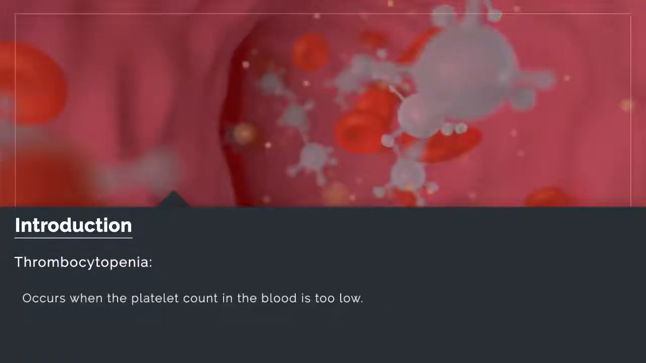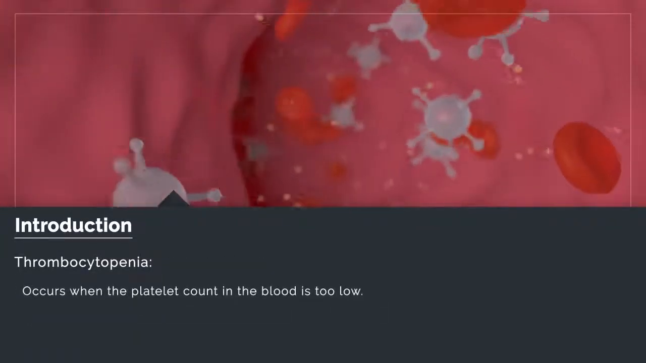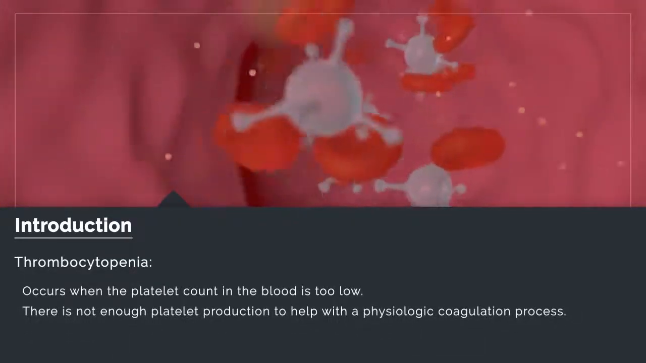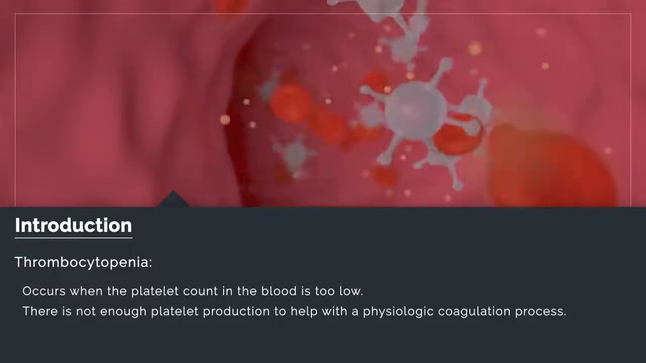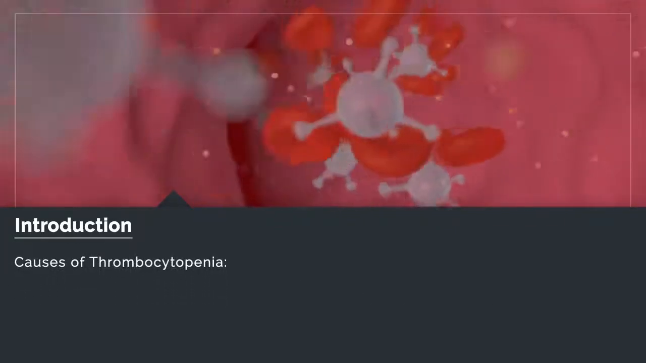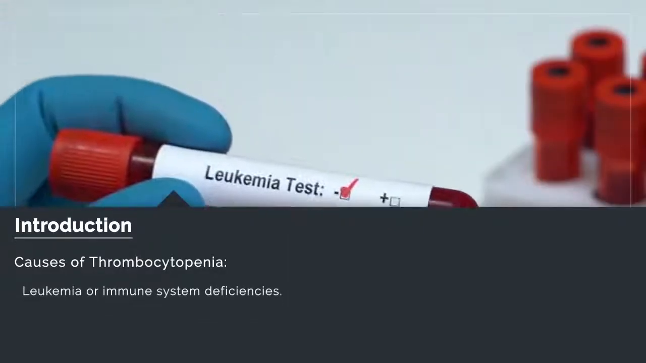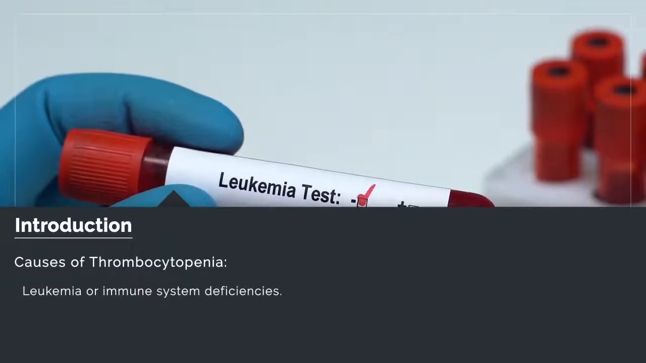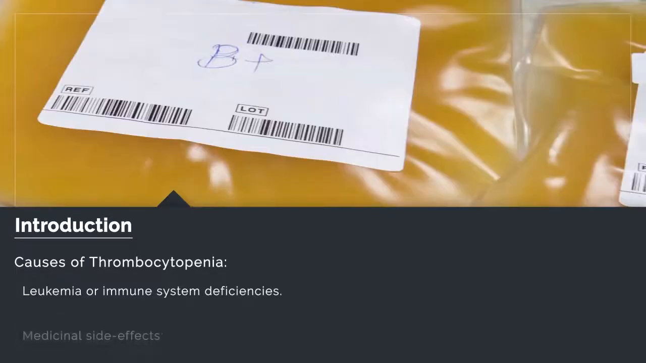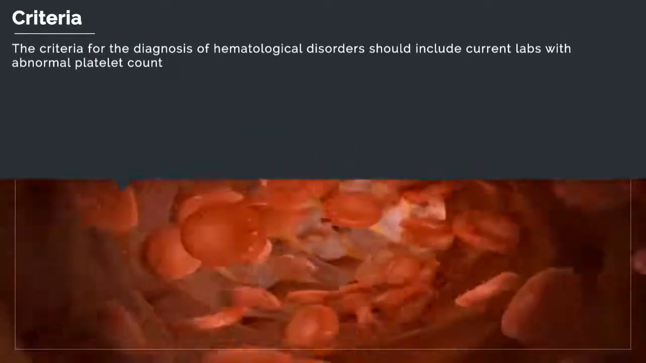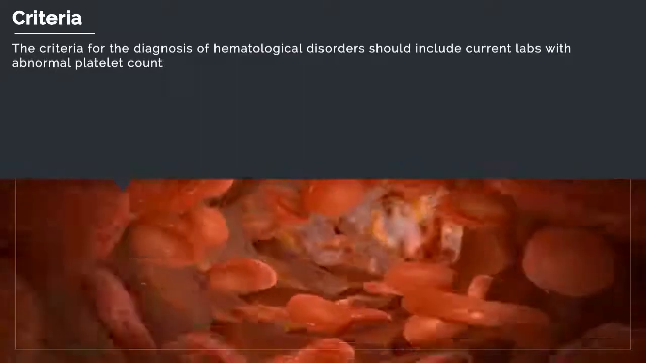Thrombocytopenia, on the other hand, occurs when the platelet count in the blood is too low. In this, there is not enough platelet production to help with the physiologic coagulation process. The major cause of thrombocytopenia is usually a separate disorder, such as leukemia or immune system deficiencies. In rare cases, side effects due to certain medications can also result in thrombocytopenia. The criteria for the diagnosis of hematological disorders should include current labs with abnormal platelet count.